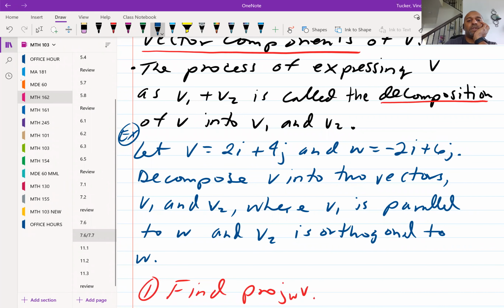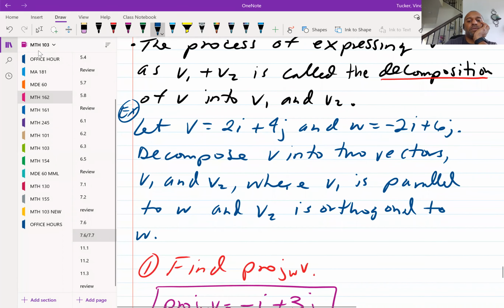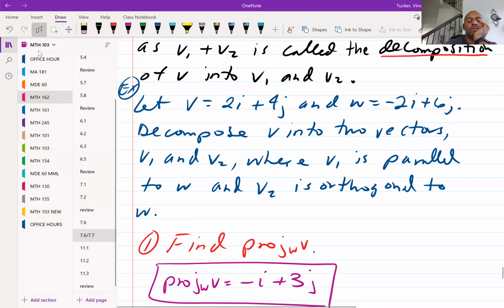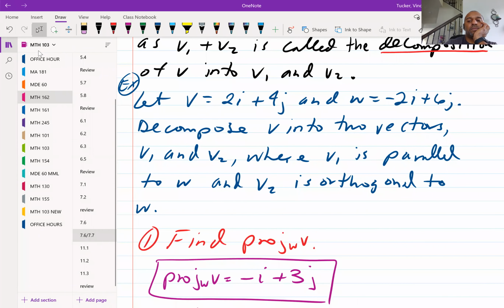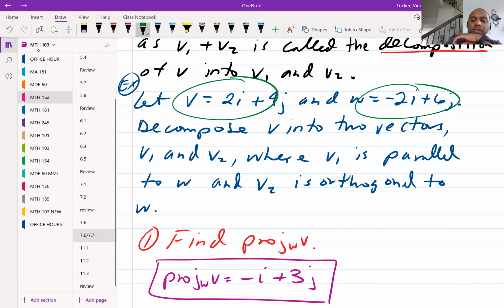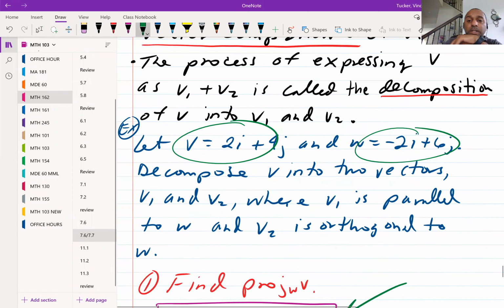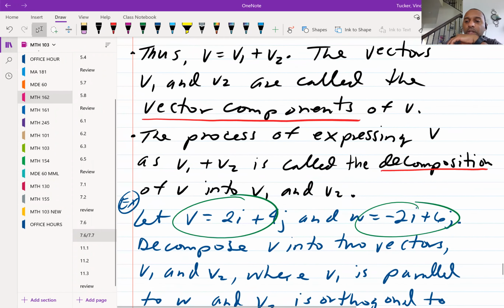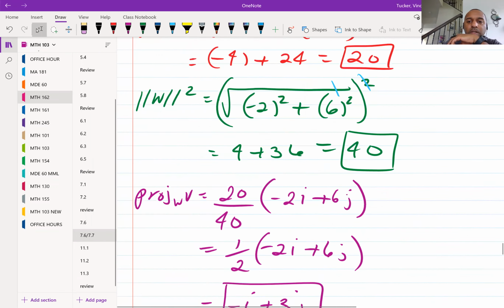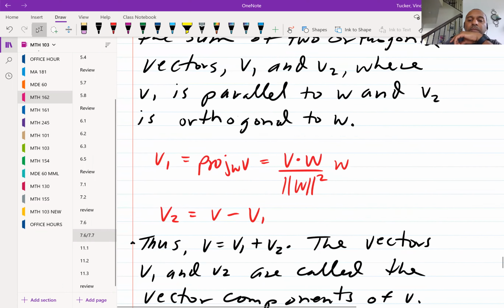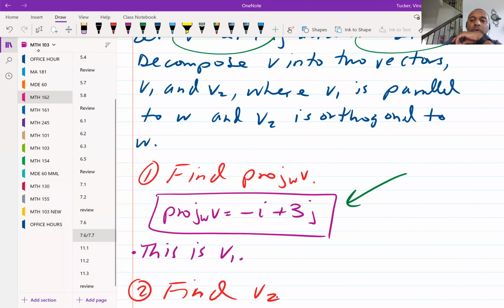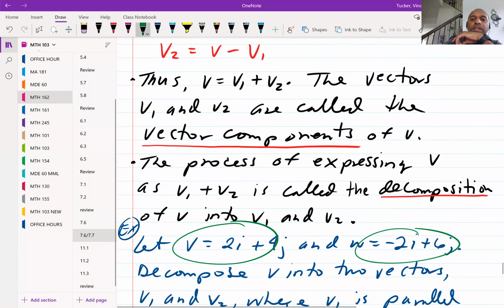And as always, if I scroll up too fast, let me know. All right. So if I'm not mistaken, these are the same two vectors that we just found this for. So let me go back and check, because all I see is the answer, 2i plus 4j, negative 2i plus 6j. Okay. So yeah, that's why there's no work for this, because we just did it here.